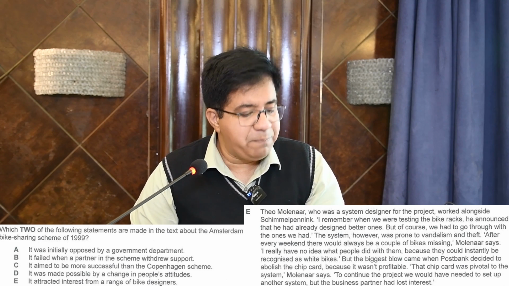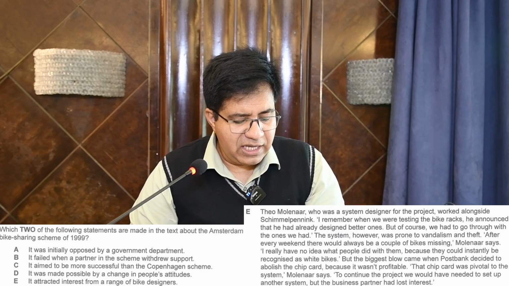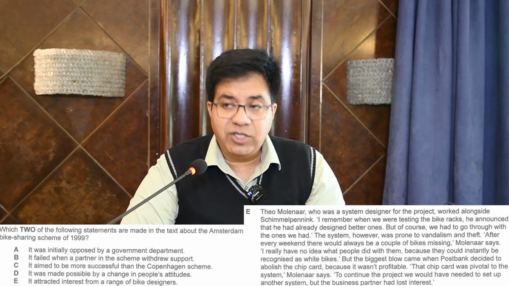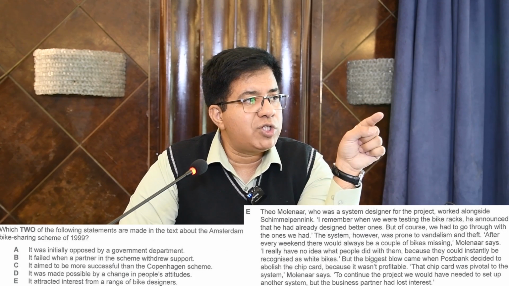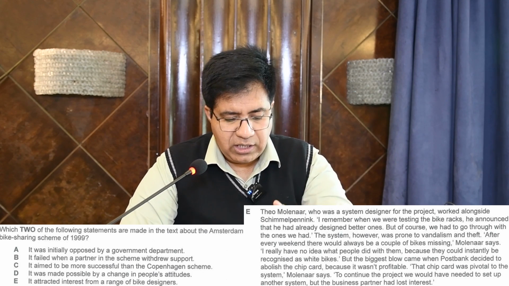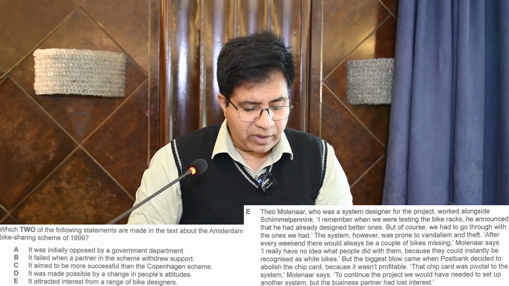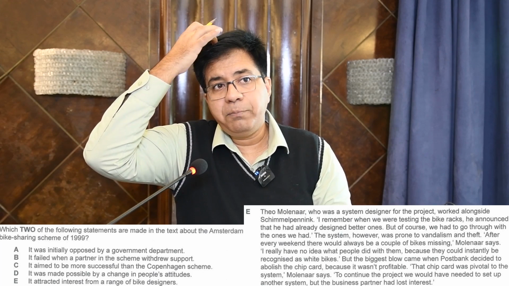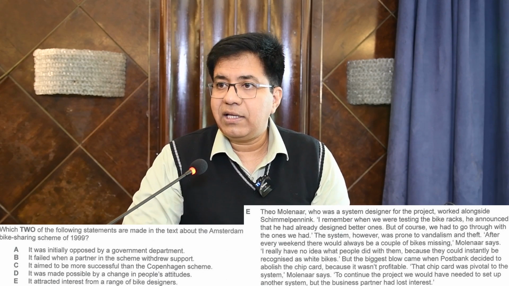Exactly. Option B. It failed when a partner in the scheme withdrew support. For withdrew support, they use the words lost interest. When someone loses interest, he withdraws the support. So the correct answers are option B and option D.